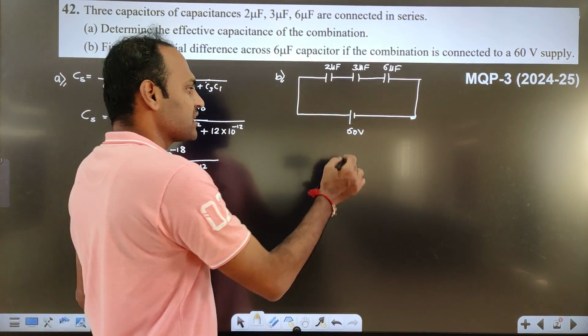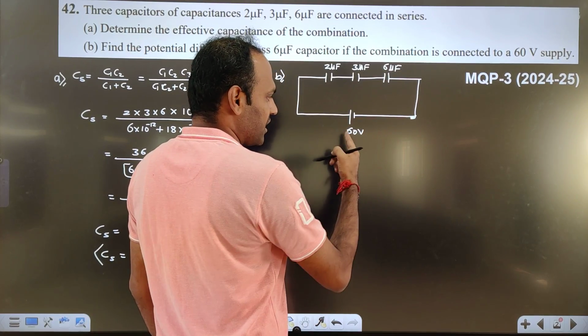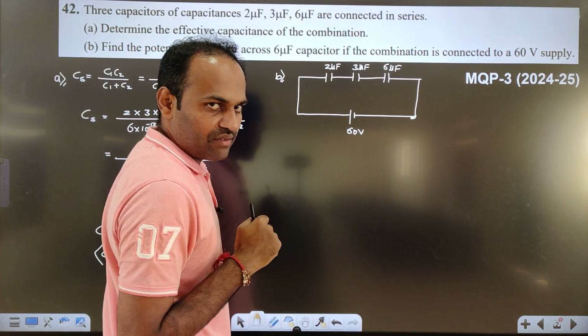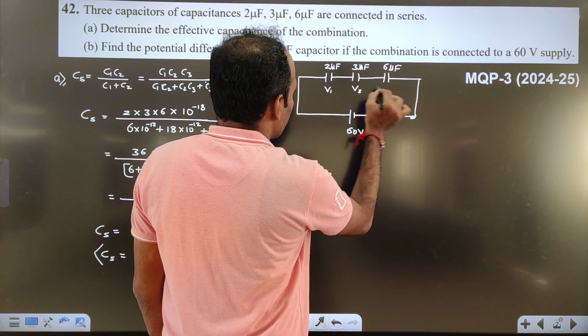Okay, see this 60 volt, we have applied 60 volt to the series combination. This 60 volt will get divided in 3 parts, V1, V2 and V3.